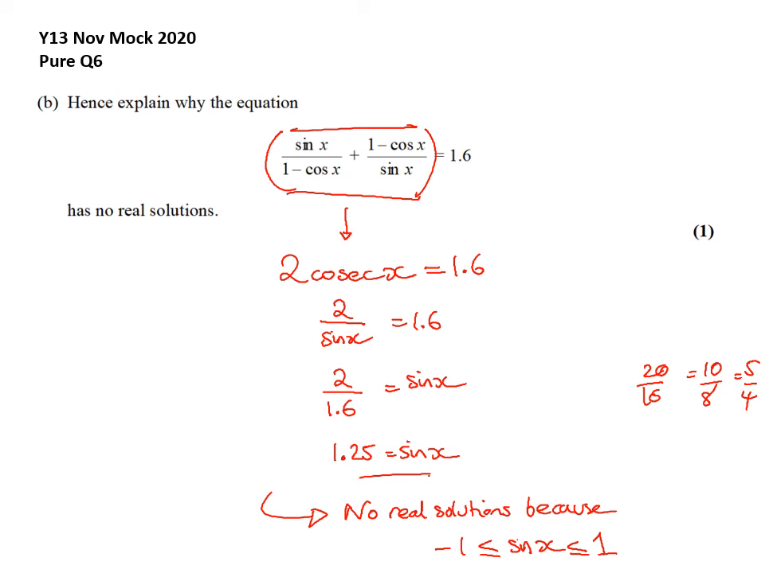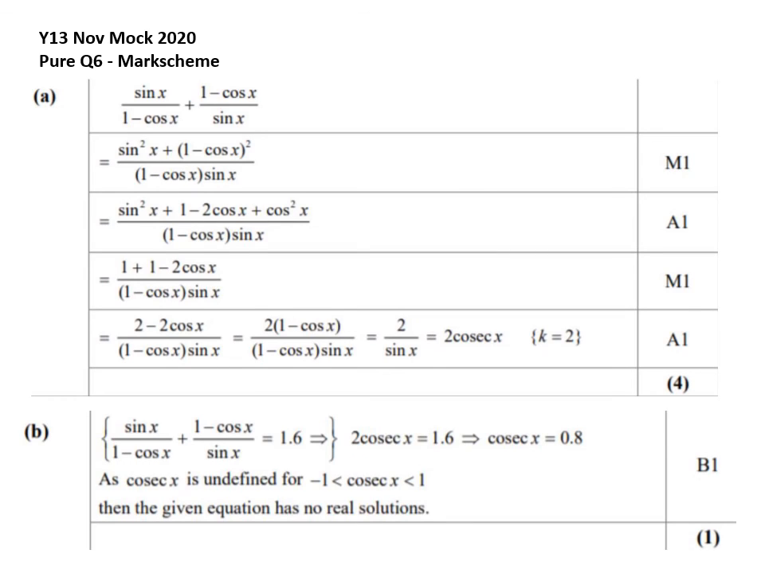Mark schemes on the next slides. That's just identical to what I've just done, and similar here. I mean, I just went into sine there. They've just gone for cosec being undefined in that region, equally valid. So either method is fine.